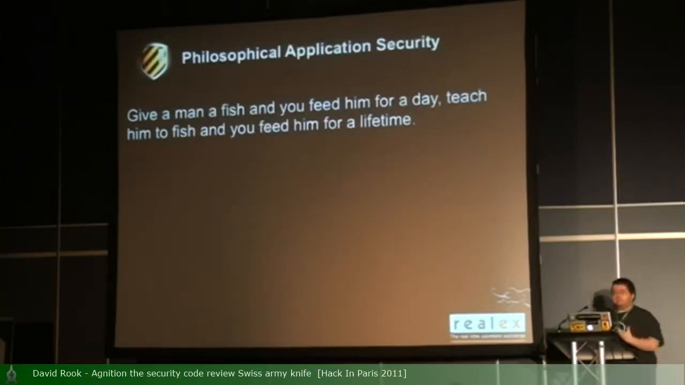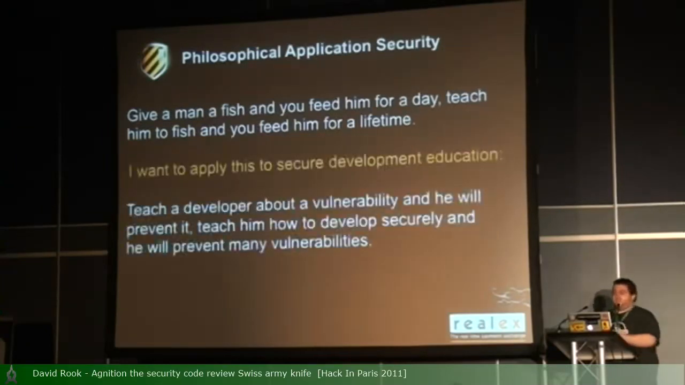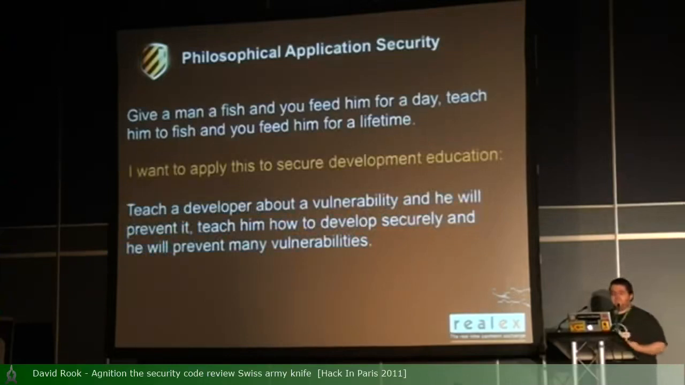The saying is, give a man a fish and you feed him for a day. Teach him to fish and you feed him for a lifetime. So I wanted to apply that initially to secure development education. If you teach a developer about a vulnerability, they'll probably be able to prevent it. But if you teach them how to develop securely, they should be able to prevent many vulnerabilities, right? It's all about teaching them what they need to know to achieve what you want them to achieve.